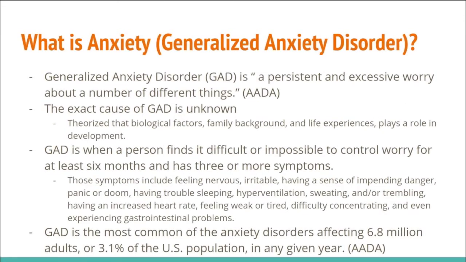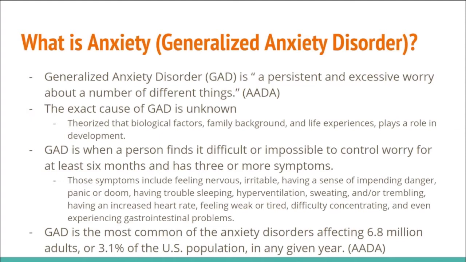So, what is anxiety? Well, the most commonly referred to form of anxiety disorders is GAD, or Generalized Anxiety Disorder. GAD is defined as a persistent and excessive worry about a number of different things. GAD is the most common of the anxiety disorders, affecting 6.8 million adults, or 3.1% of the population in any given year.